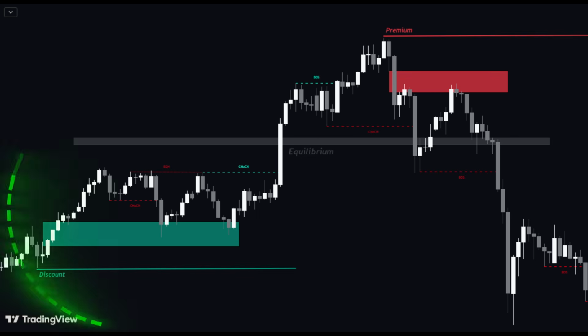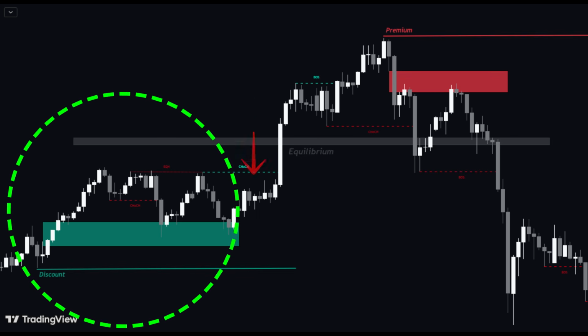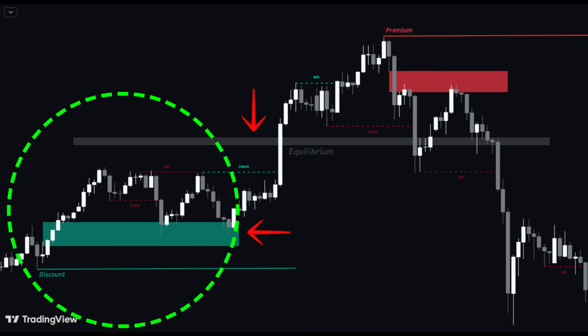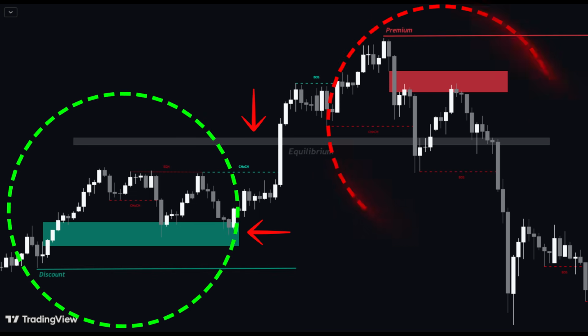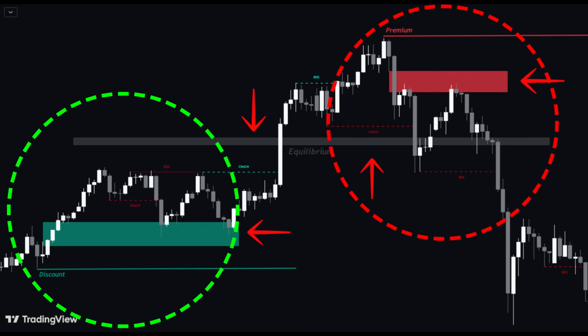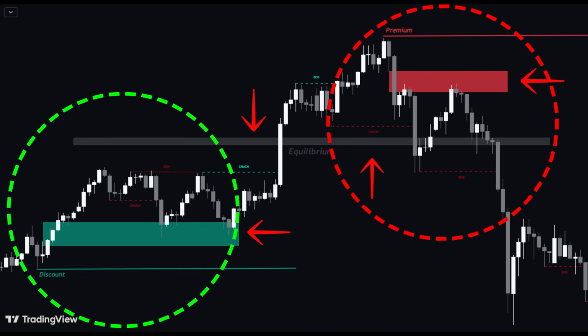You wait for the price to drop into the discount zone below that equilibrium line and tap into a green, bullish fair value gap. If you are looking for a sell setup, you wait for the price to push up into the expensive premium zone and hit a red bearish fair value gap. It is that simple. Why is this the ultimate cheat code?